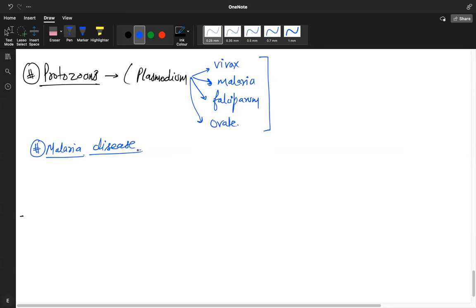Which mosquito is a vector? Here the mosquito is again a vector. Anopheles, okay? Write down: the Anopheles female is the vector. So this plasmodium has to reach human blood. And then where does it go first?